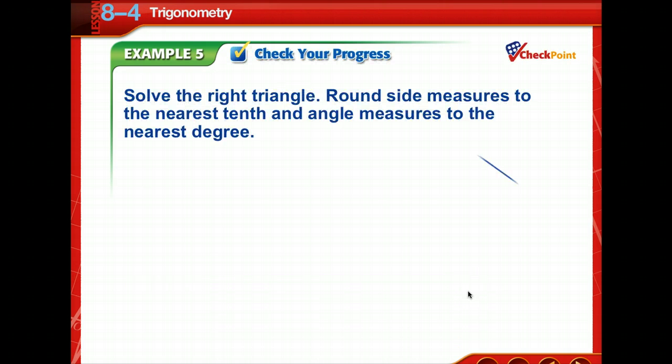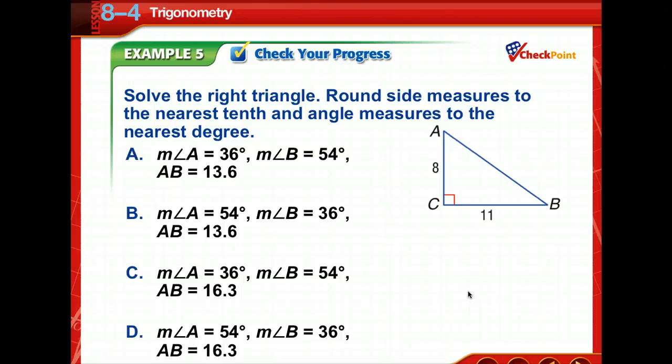Okay, time for you to check your progress on a similar type of problem. We've got a right triangle. We're given two sides, just like that last problem, and we're to round the side measures to the nearest tenth and angle measures to the nearest degree. So find the measurement of angle A and angle B, and tell me what the measure of side AB is.